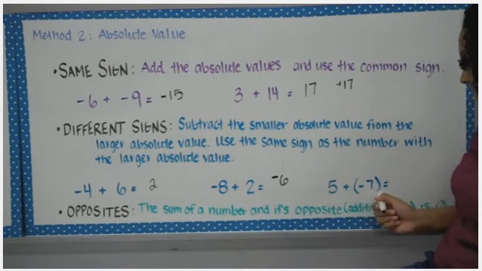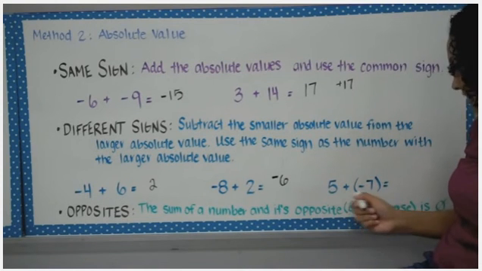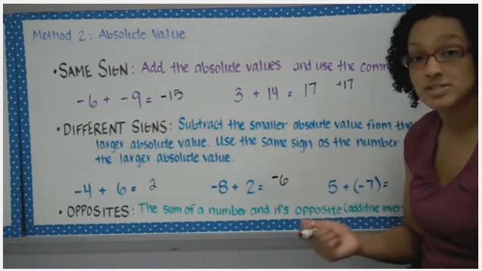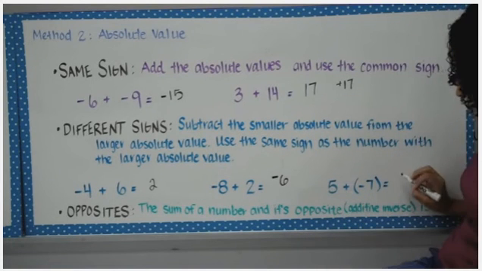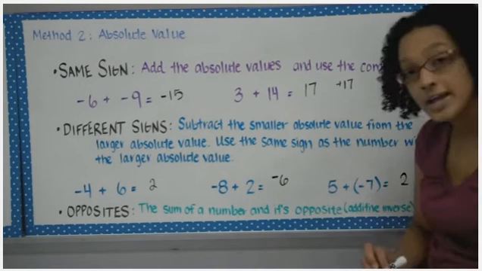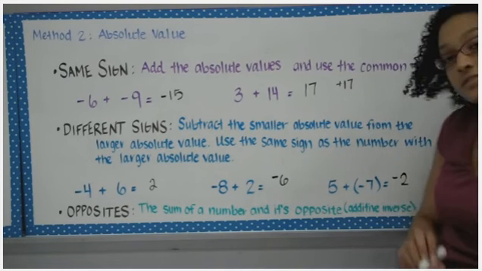5 plus negative 7. Our absolute values are 5 and 7. 7 minus 5 is 2. We look at the larger absolute value, which is 7. 7 is negative, so our answer is going to be a negative 2.